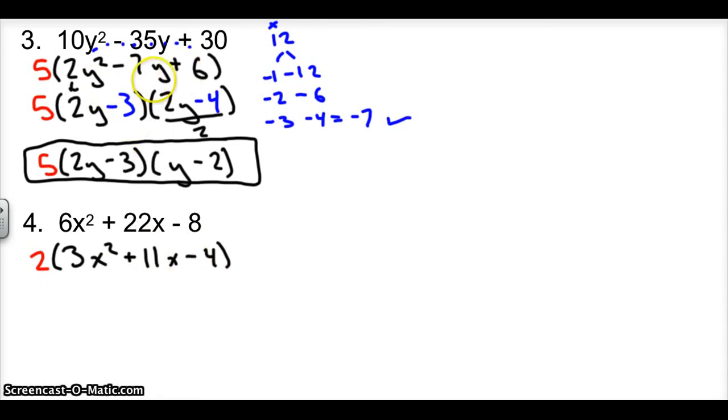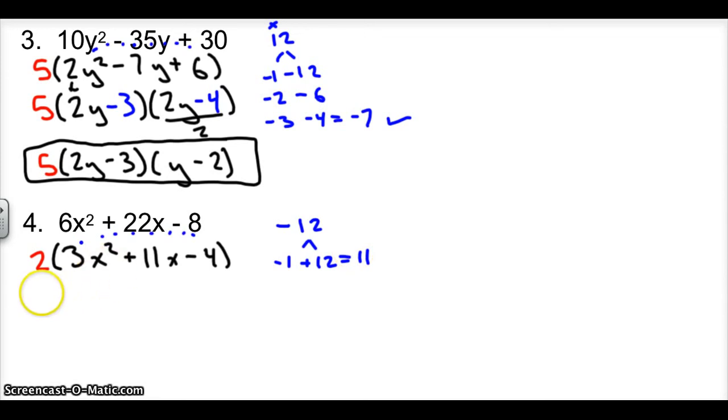Now we keep the same steps here. We don't care about this 2 when we're trying to factor what's in the parentheses. So we take 3 times negative 4 to get a negative 12 now. So now I have a negative number adding up to a positive number. That means we have to have one negative and one positive. Since it adds up to a positive, we now know that the bigger number has to be positive. So let's start with 1 and 12. Since it adds up to be a positive number, we know that the 12 has to be positive, 1 has to be negative. Does it work? Yes, it does, because it gives us positive 11.